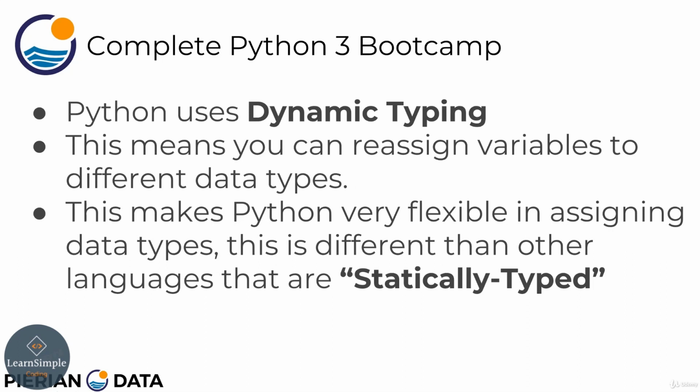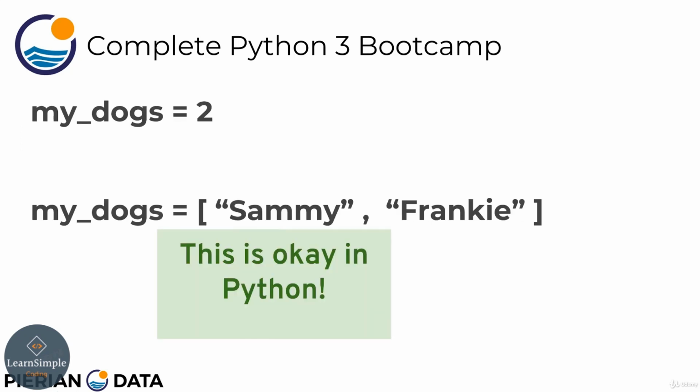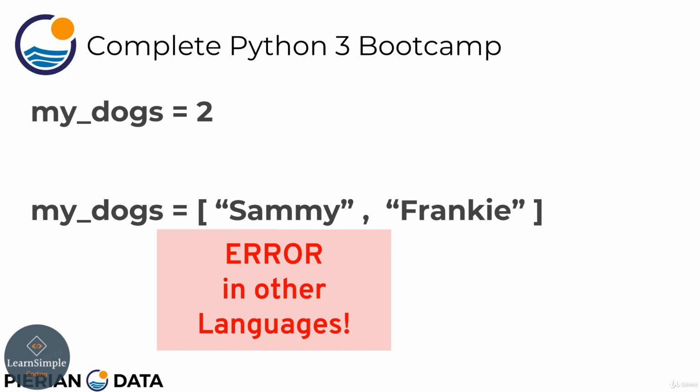Before we actually jump to the Jupyter Notebook, though, I want to mention that Python uses dynamic typing. This means you can reassign variables to different data types. This makes Python very flexible in assigning data types, and that's actually different than many other programming languages that are statically typed. Let me show you an example. In Python, something like this is totally okay. Here I've assigned my_dogs equal to 2, and then later on in my code, I reassigned the same variable name, my_dogs, to a completely different data type, a list, Sammy and Frankie. That's totally okay in Python, but in other languages, that would produce an error.